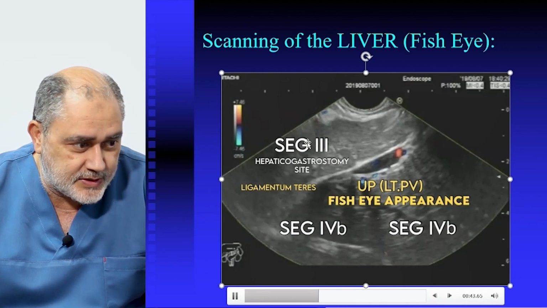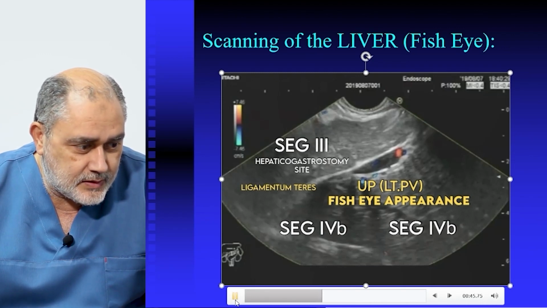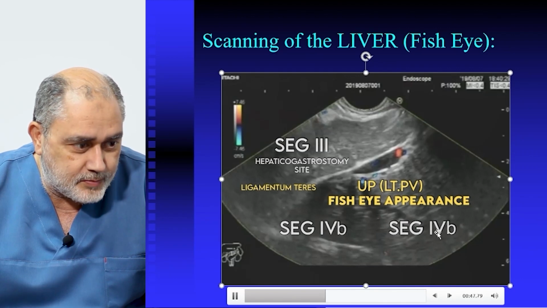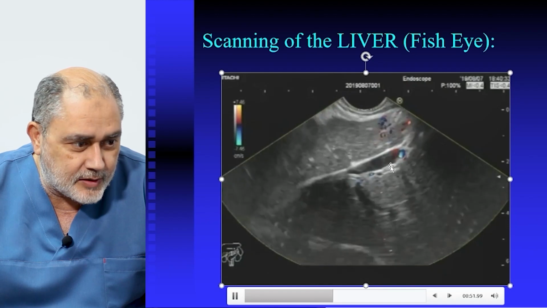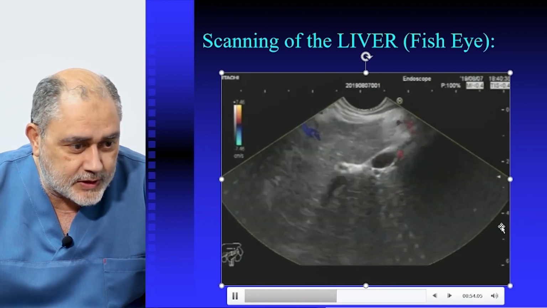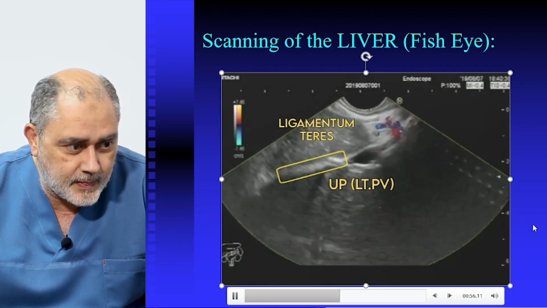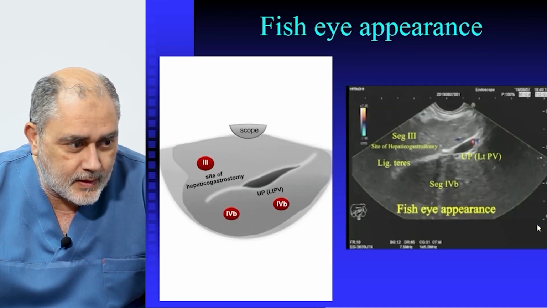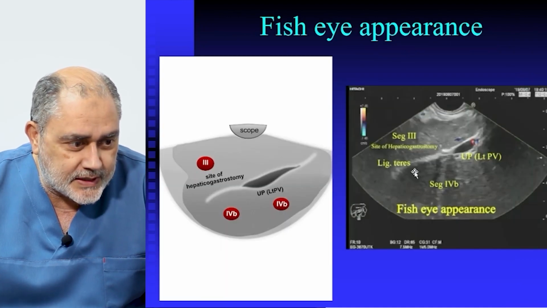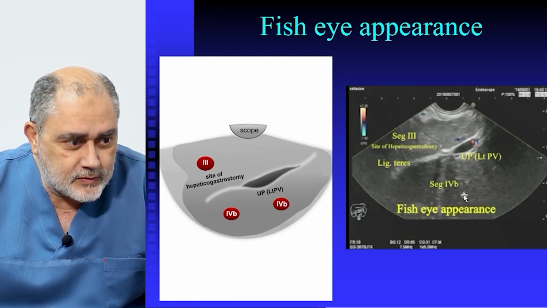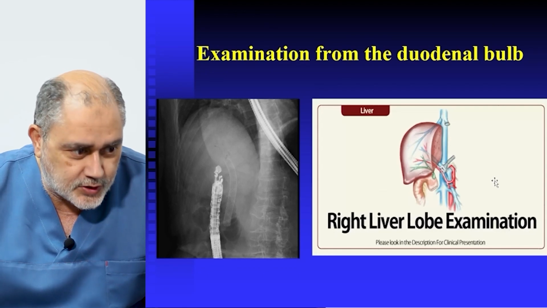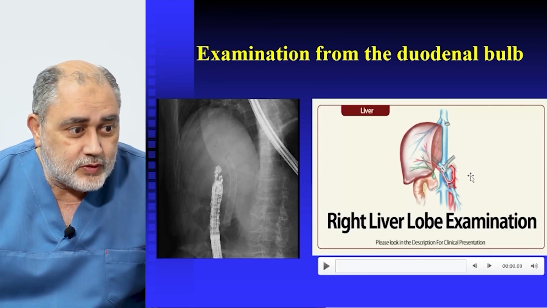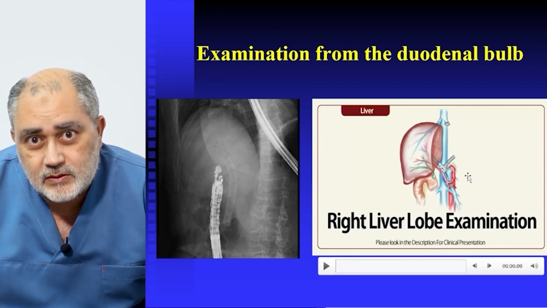Okay, so this is segment 3 and this is segment 4b, and this is the fish eye appearance, the umbilical portion of the left portal vein. So again, this is the classic picture which I told you before, very important when you start to do hepatico-gastrostomy and biliary drainage. So this is examination from the stomach.